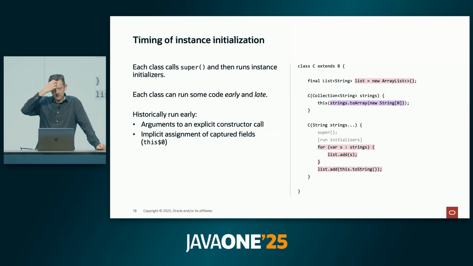So this illustrates the timing in a little more detail. The purple bit, we say runs in the early construction phase, and the pink bit runs in a late construction phase. So the purple part there is an argument to a superconstructor. If I call that constructor, the first thing that's going to happen is I'm going to compute the constructor parameter. And that involves executing this expression, running whatever code is in that expression.